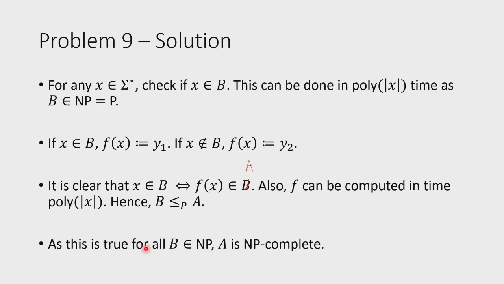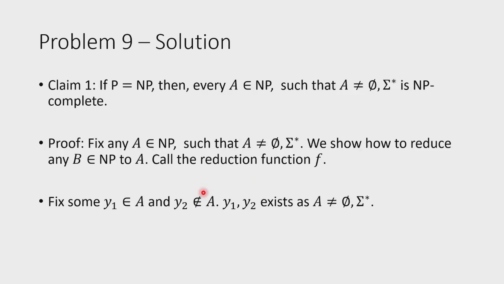Yes. And this is true for every B in NP. I haven't imposed any condition on B right now. So what we have shown is that every language B reduces to A. Therefore, A has to be NP complete, right? Yes. So far what we have shown is that if P equals NP, then every A in NP which is not trivial must be NP complete.